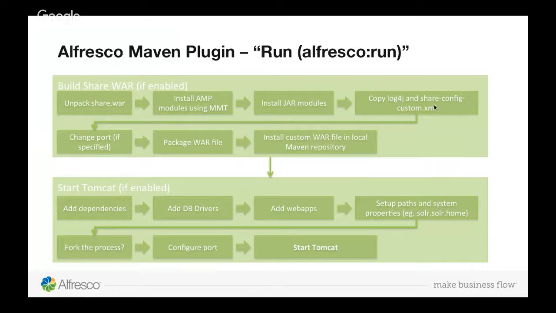Then it does essentially the same thing with Share. So it unpacks it, installs the dependencies, then copies over some log4j and share config custom. It checks if the port has been changed. So one of the things that was really tricky in the old SDK was if you wanted to run an all-in-one on a different port, then you would be in a world of pain because you had to change a lot of different places.